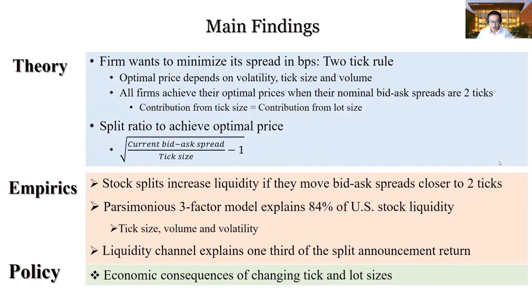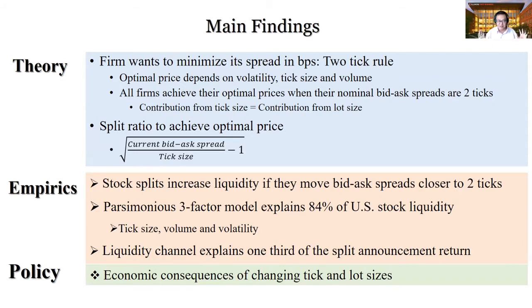So what are our main findings? If you're a firm, you try to minimize spread or maximize liquidity. We find something we call the golden two-tick rule. The optimal price depends on lots of variables like volatility, tick size, and volume. But all firms achieve their optimal prices when their nominal bid-ask spread is 2 ticks.